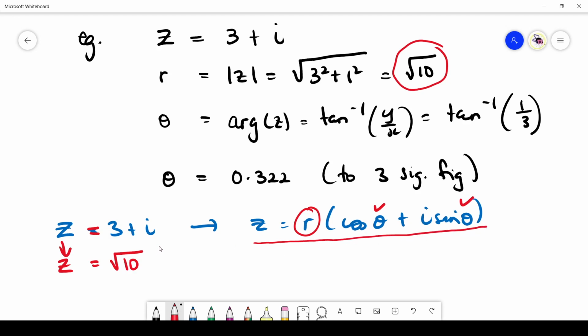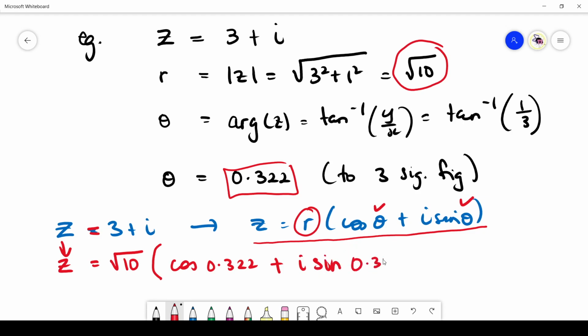Then we're going to open our bracket and say cos of, what was the angle we got? The angle we got was 0.322. So we're going to simply write it. You don't have to find the values in a calculator. You just need to write it in the form. So retaining that theta value, whatever it is, that would be your final answer. And this is what the polar form of a complex number looks like.